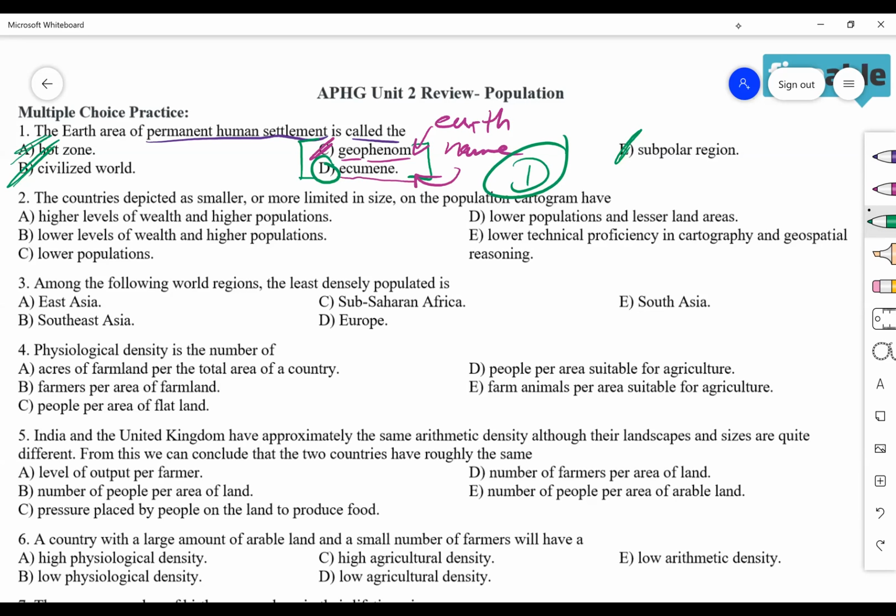You're totally going to have to do things like this on the AP test. I guarantee that you will not know the answer to every question. You're going to have to do things like this, and that's totally okay. You're going to have to do things like this on your in-class tests.